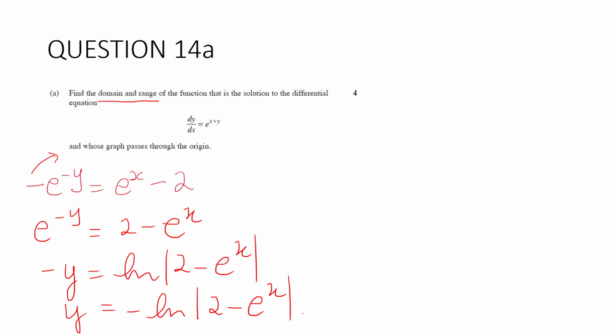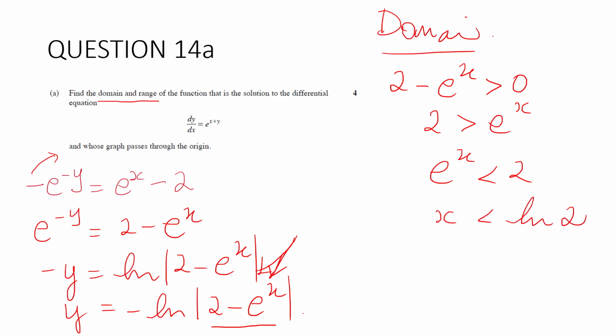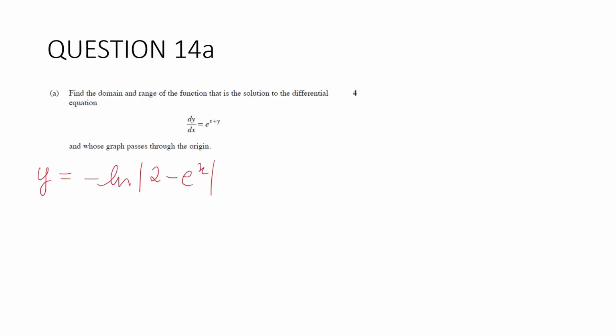So let's start with domain. We're interested in any values of x that are going to result in this being less than 0, because we can't have log of a negative number. So we want 2 - e^x to be greater than 0. It can't even be equal to 0. In other words, 2 has to be greater than e^x. e^x is less than 2. Taking logs of both sides, x must be less than ln 2. That's the domain.